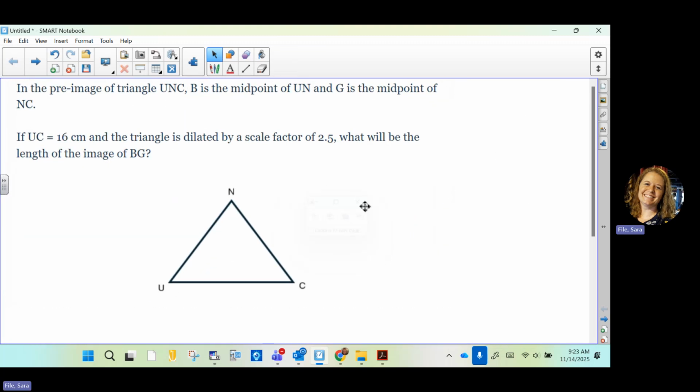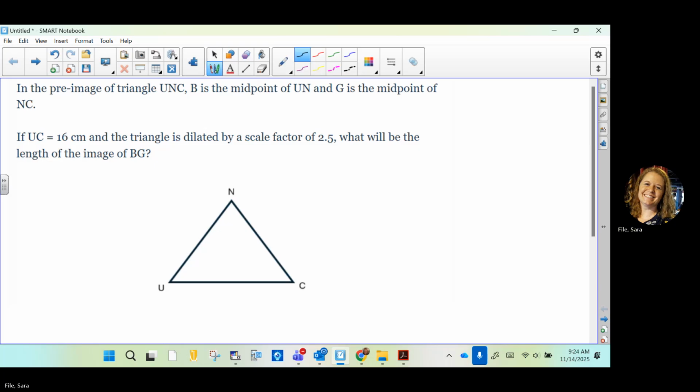All right. So now I'm going to mark it up. Okay, so it says B is the midpoint of UN. So I'm going to mark B on here in the middle of UN. Okay, it says G is the midpoint of NC. So I'm going to put G on here between N and C.